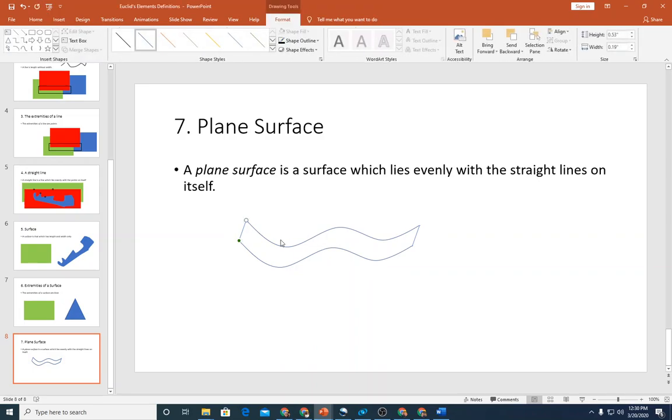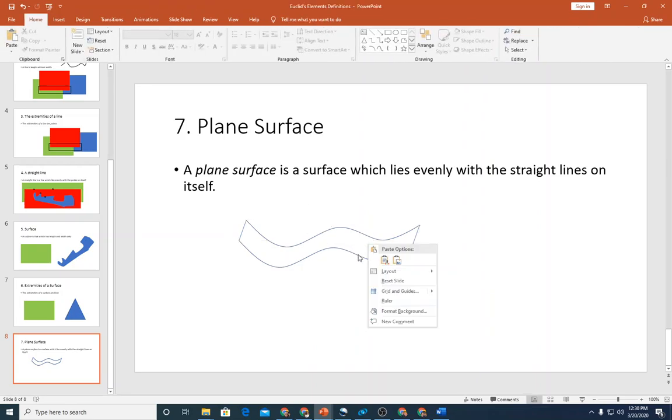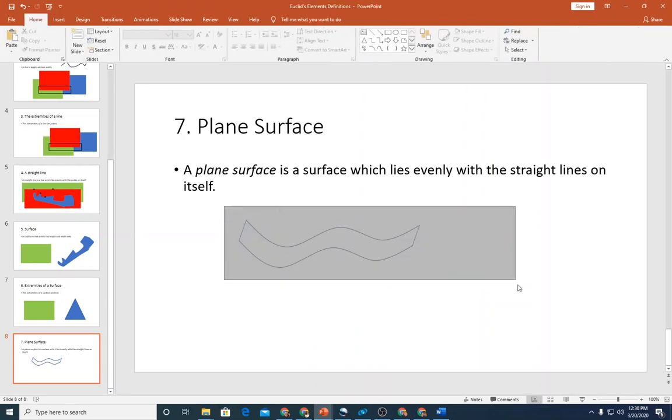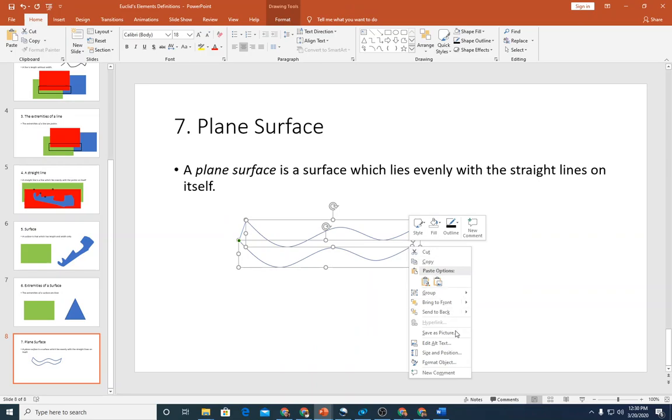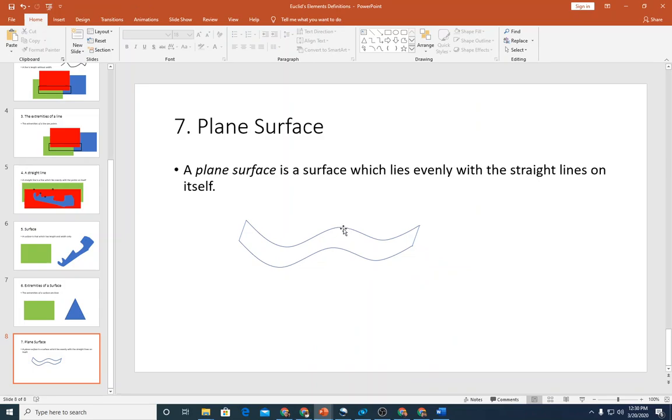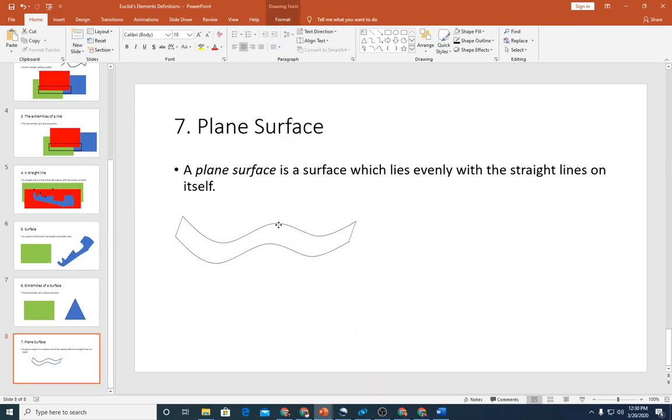You want to see something cool you can do with PowerPoint? I can do this. Boom, boom. Select all of those, right-click, and I can group them. So now that turns it into one shape. All right, so that's not a plane surface. This is a wavy surface, right?